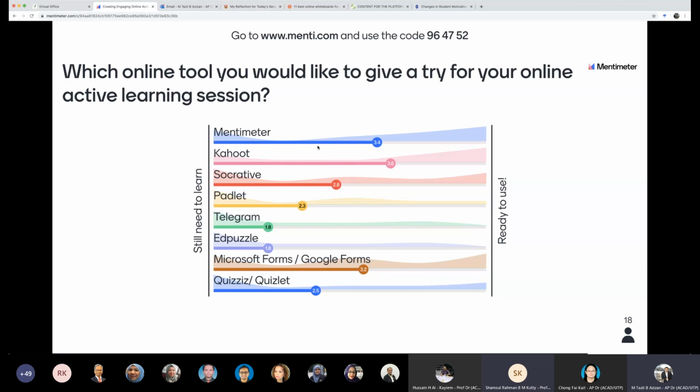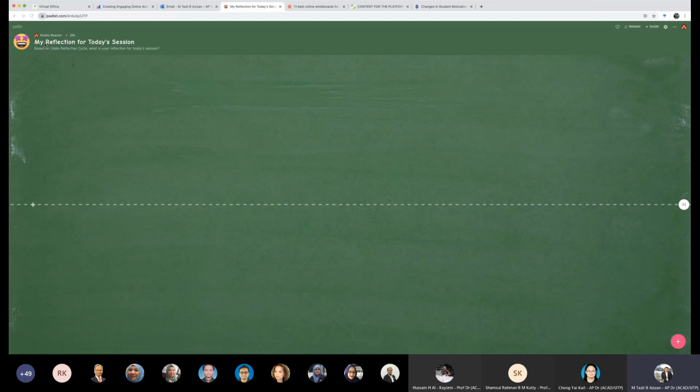So here, many of you would like to try Mentimeter. I think I have already forgotten Kahoot. Since I came across Mentimeter, I even forgot my Kahoot password. So we can have Socrative. Yeah, I think Socrative is also good. I know the challenge for you to use Padlet is because of the limited numbers. But one of the things that you could do in order to have a new Padlet is to archive.